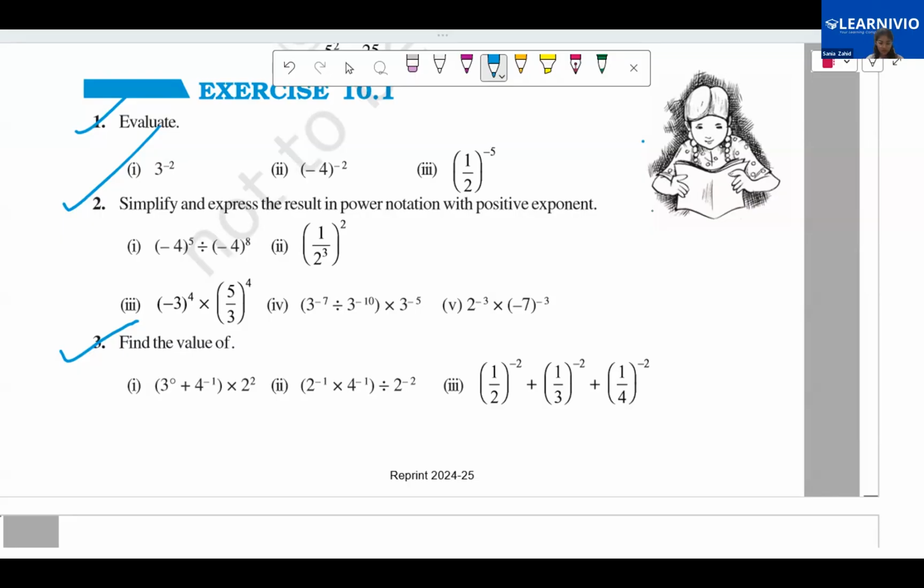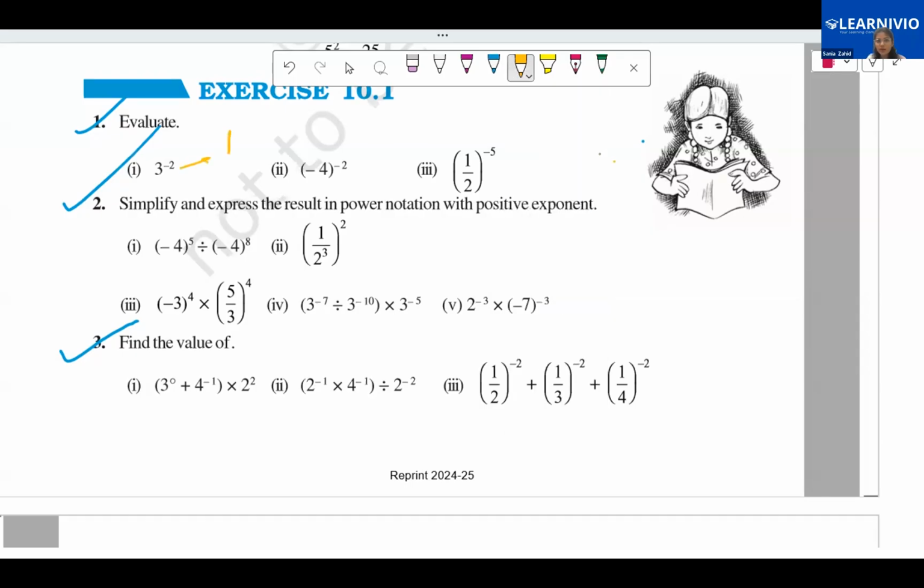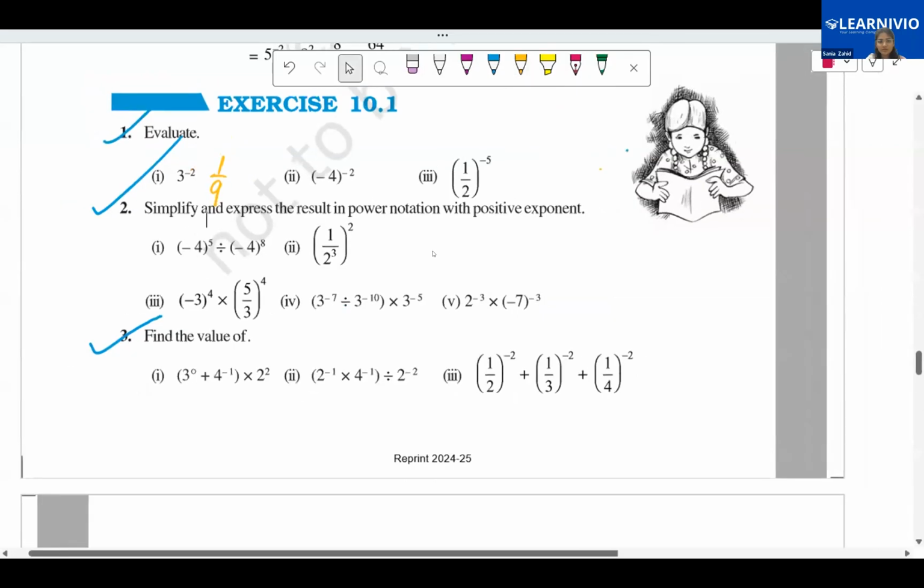Children, please focus on the board now. The first question is very easy. It is evaluation. So how do you evaluate 3 to the power minus 2? I can simply write, I will reciprocal it. So it becomes 1 by 3 to the power 2, which can further be written as 1 by 9. So your answer becomes 1 by 9. Okay, children? Yes, ma'am.